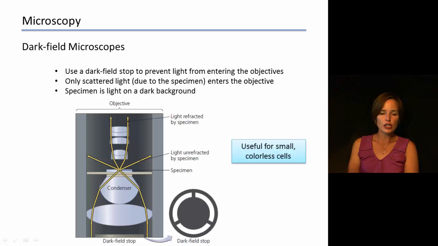So here's just a look at it. Notice that we have this special piece right here, which is going to be used to block light from entering the objective. And then we have light that's being bent off, refracted, and then that light that's being refracted due to the specimen's presence, that's what we're actually going to be viewing. This is really useful when we're looking at small colorless cells. So that would be the primary use for the dark field microscopes.